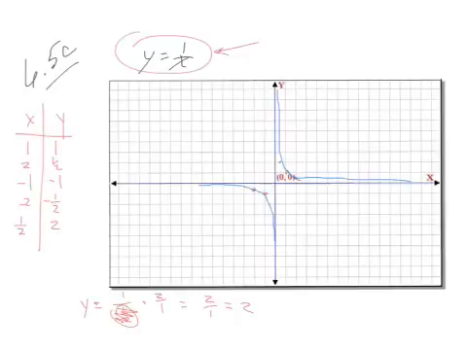Now, when you're given example 6, the exact same thing happens. You plug numbers in for x, it spits out a y, and you get that graph that we have on the right on page 372.